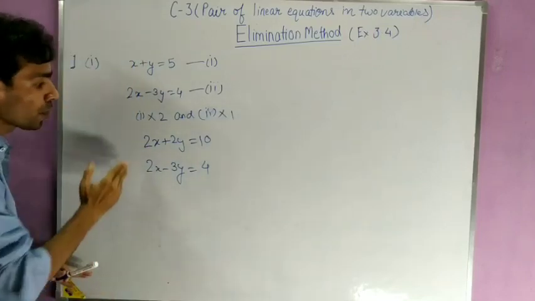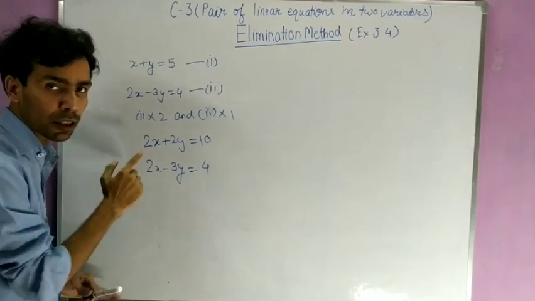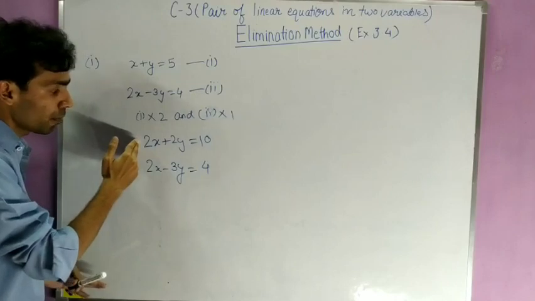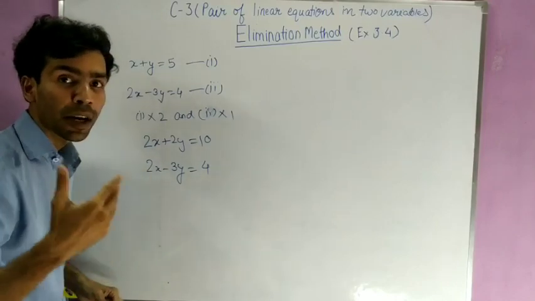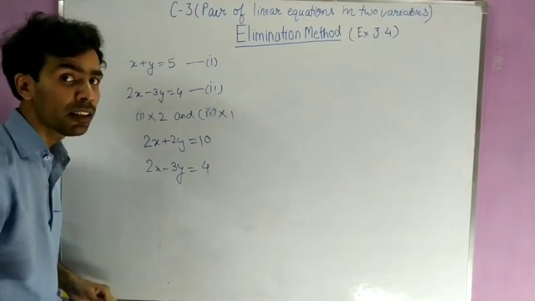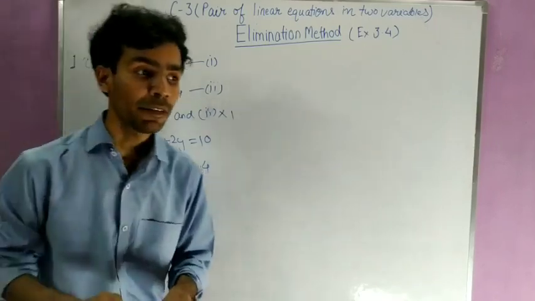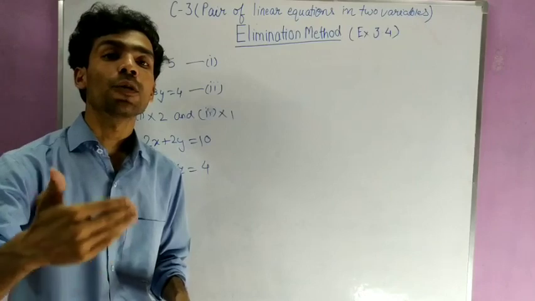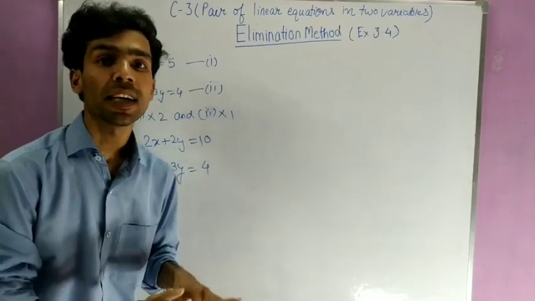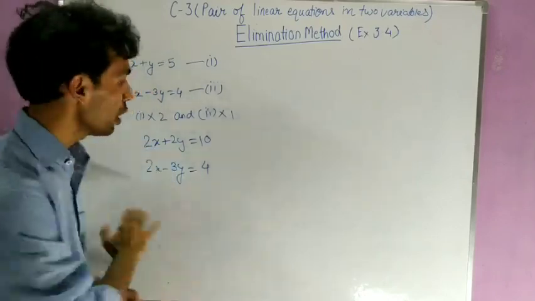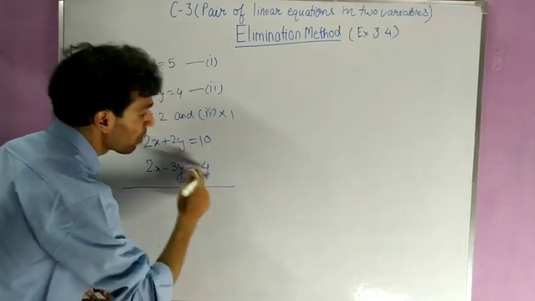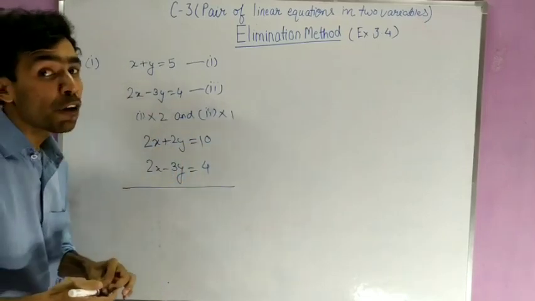So remember one thing: if the variable you want to eliminate has the same sign, then you will subtract, and if the variable you are going to eliminate has the opposite sign, then you will add. So we will subtract these two equations. And how are we subtracting?